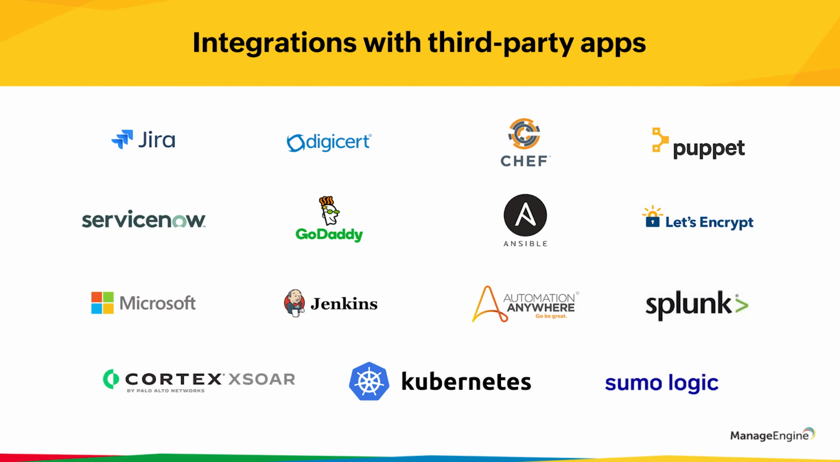So in PAM360, we integrate with multiple third-party applications like Jira, ServiceNow, and other ITSM tools like BMC Remedy and so on. We also have integrations with third-party signing authorities like GoDaddy, DigiCert, Let's Encrypt, and much more. We also have integrations with Chef, Puppet, Ansible, and Jenkins as well. Let me quickly run through one by one. We also have some native integrations in place.